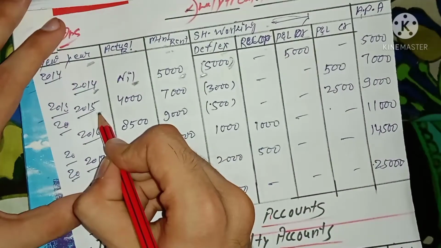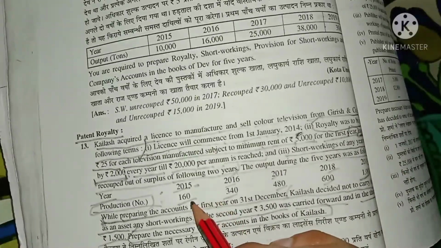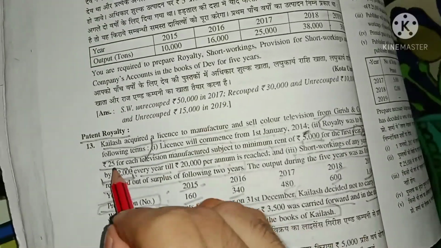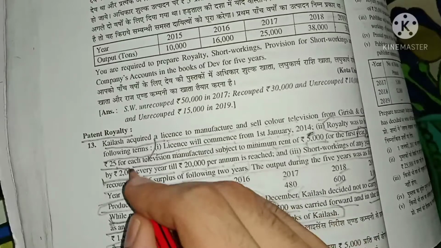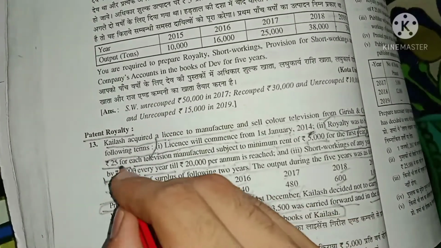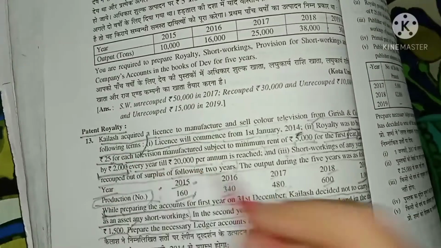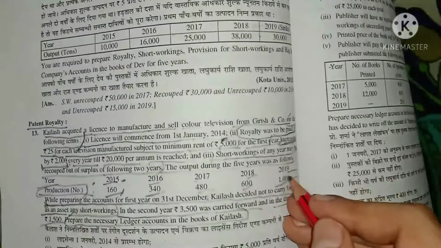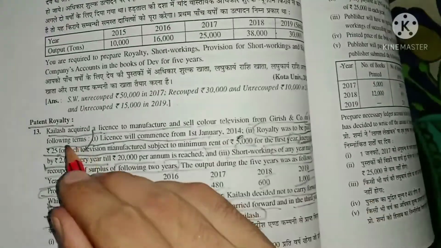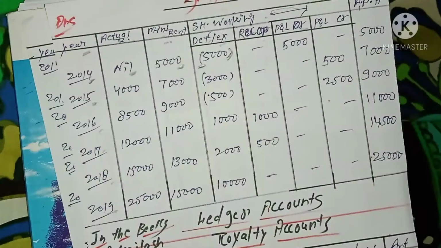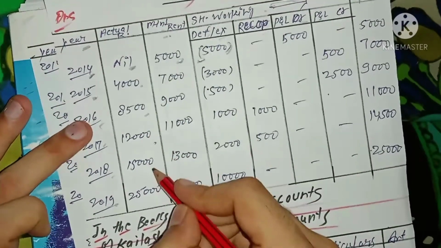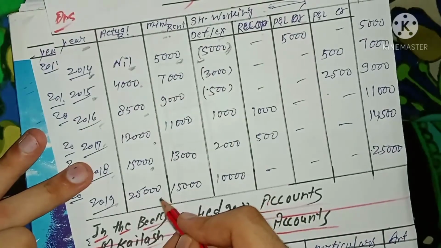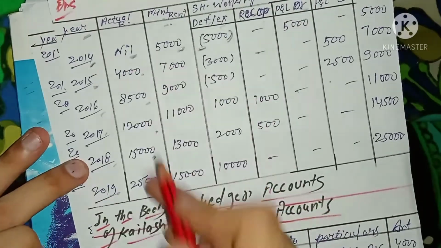Here you can see again in the year 2015 there was a production of 160. So you simply have to multiply 160 with the rate of royalty, which was 25. Similarly, multiply the production of 340 with the rate of royalty 25, 480 with the rate of royalty, 18,600 with the rate of royalty, and in the end 1,000 production multiplied with 25. So here you can see what we got: in the first year after multiplying 4,000, in the second year 8,500, in 2017 12,000, in 2018 15,000, and in 2019 25,000 as actual royalty amount.